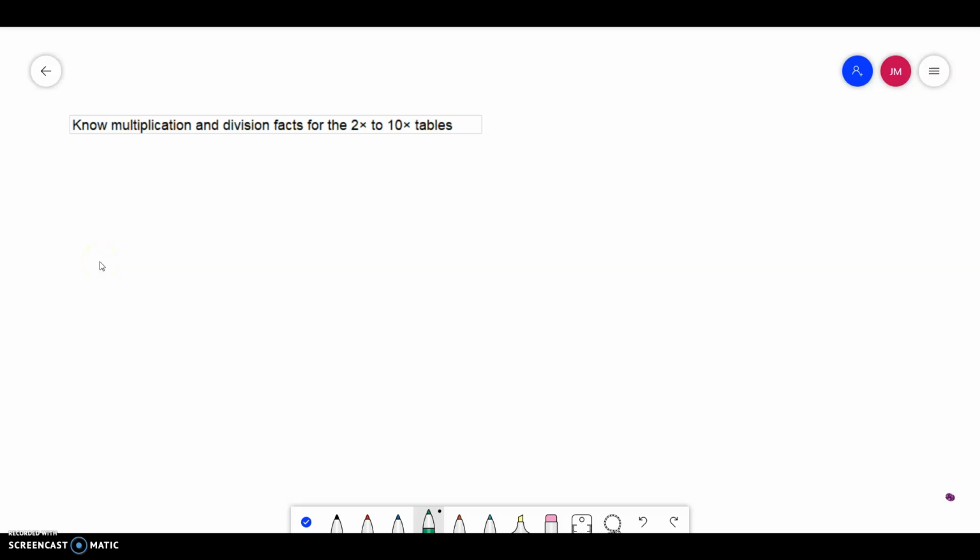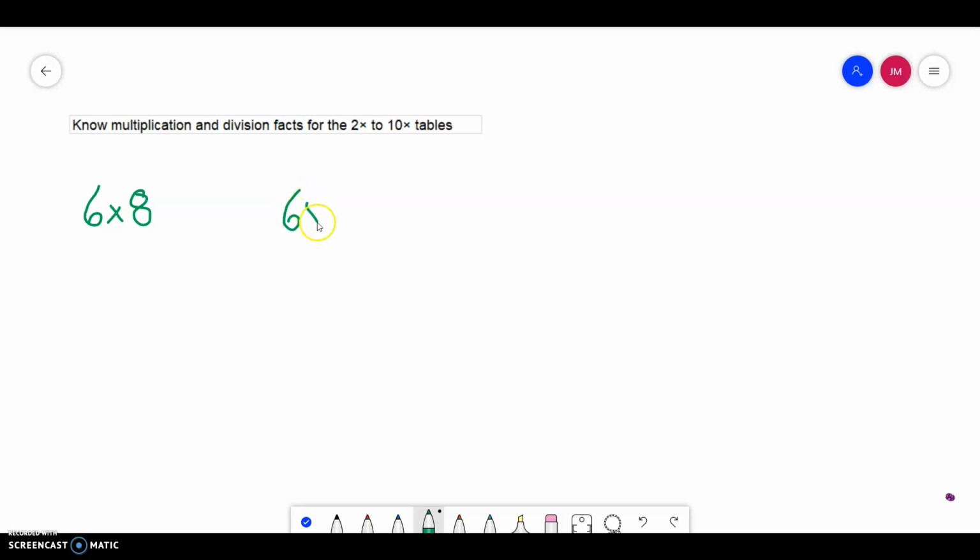So I'm just going to quickly show you why you don't have to memorize every single multiplication problem, because if you know some, you know all. For example, if I give you the problem 6 times 8 and you don't know the answer, well, start with what you do know.